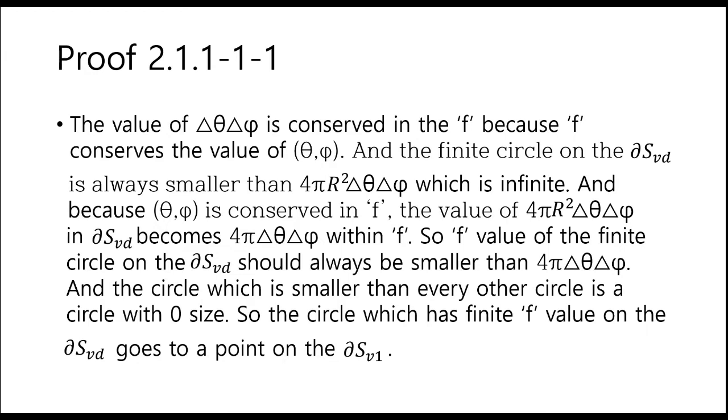And the final circle on the DS3D is always smaller than 4 pi r squared delta theta delta phi, which is infinite. And because theta phi is conserved in f, the value of 4 pi r squared delta theta delta phi in DS3D becomes 4 pi delta theta delta phi within f. So the f value of the final circle on the DS3D should always be smaller than 4 pi delta theta delta phi, and the circle which is smaller than every other circle is a circle with 0 size.